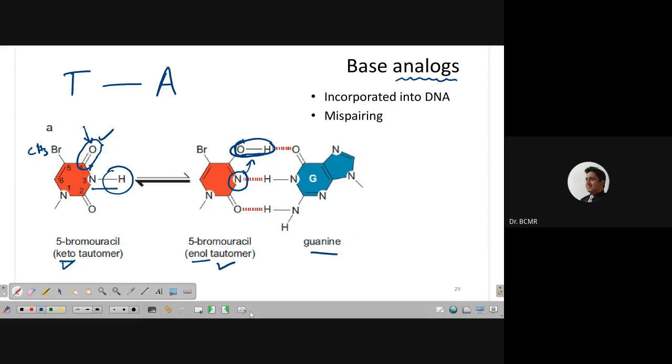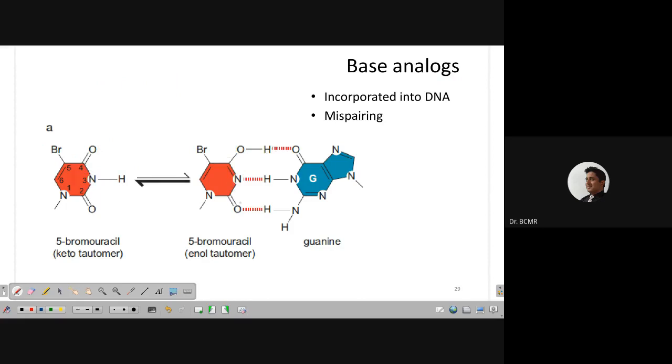So I hope you understood that in enol form, 5-bromouracil can base pair with guanine, and that's a problem. During replication, it can induce mutations. And I want you to also find out what kind of mutations it will be. Is it transition, insertion, substitution, transversion, all those things? You have to keep all these things in mind. You have to memorize what each is, so that you can understand the literature better.